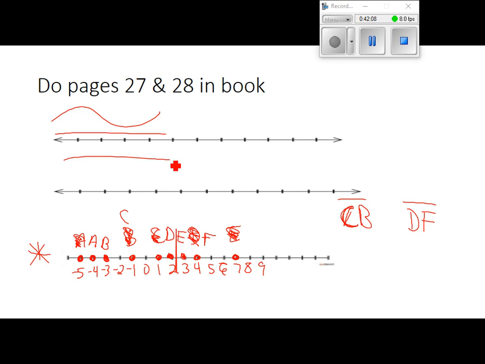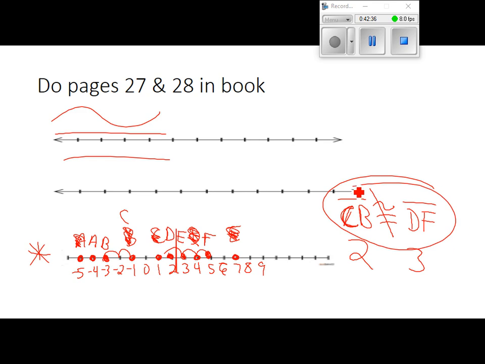How are we going to figure out the length of CV? How long is it? 2. And DF, how long is it? 3. Is that right? Yeah. Are they the same? No. So can we just write that they're congruent? Does anybody know what it means when you put a slash through something like that? It's not congruent. So you could write it that way.